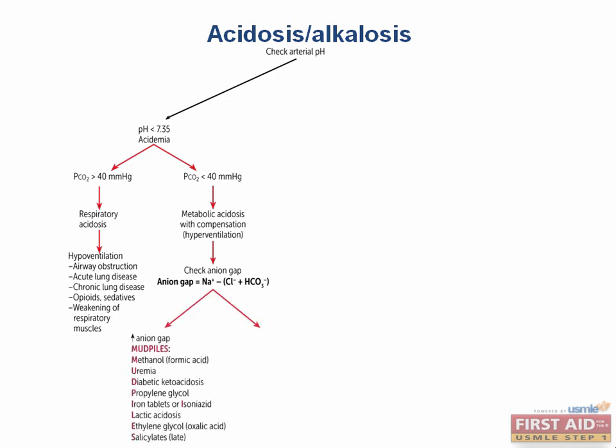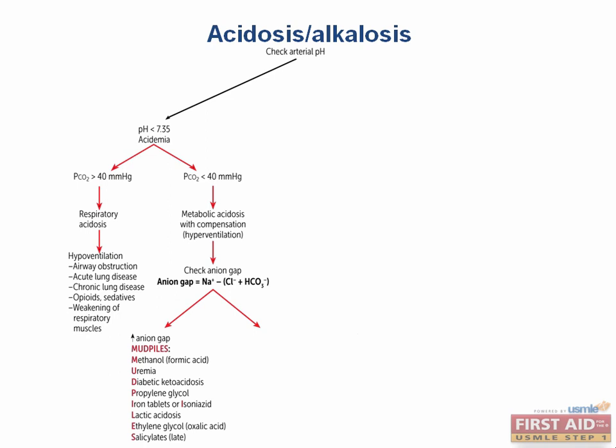This stands for methanol, which forms formic acid, uremia, diabetic ketoacidosis, propylene glycol, iron tablets or INH, lactic acidosis, ethylene glycol, which forms oxalic acid, and salicylates. This list is incredibly high yield and will certainly appear on some, if not all, of your exams on test day. Commit these causes of anion gap metabolic acidosis to memory.